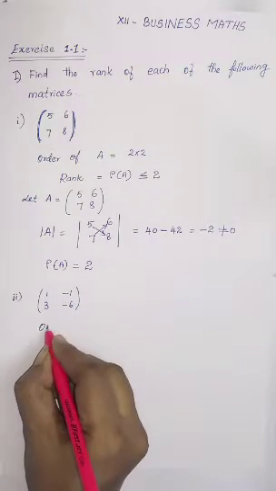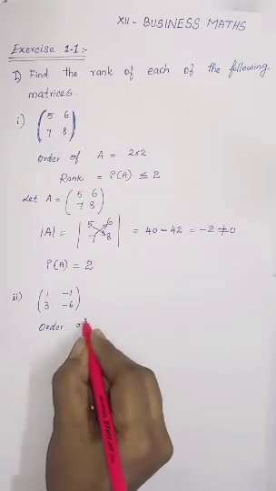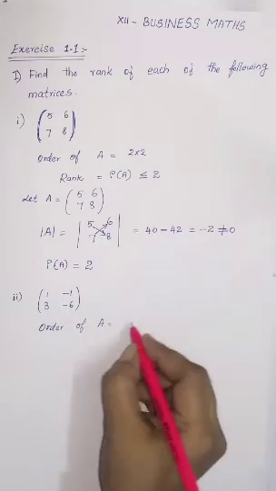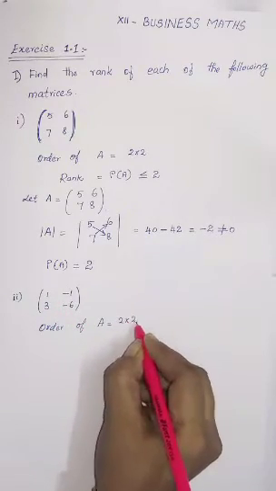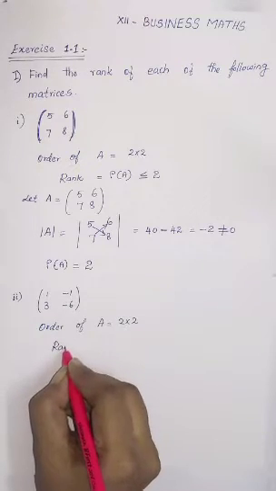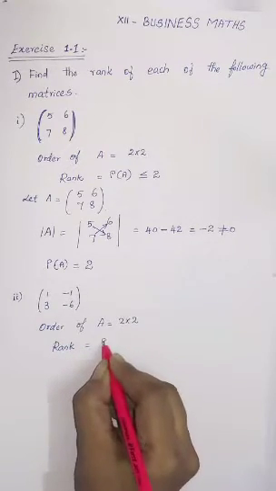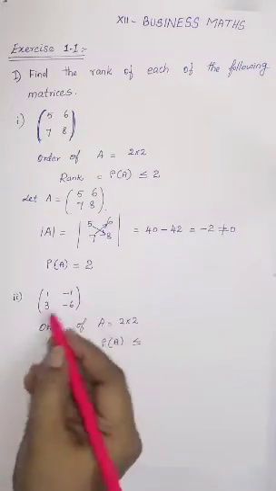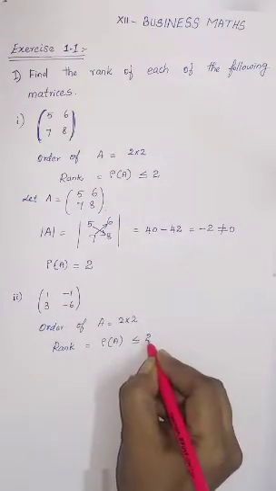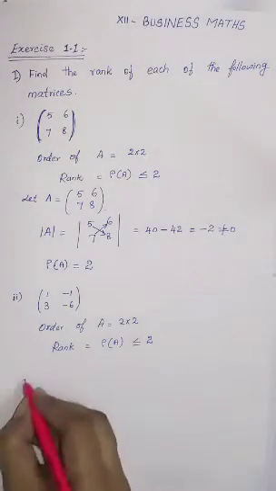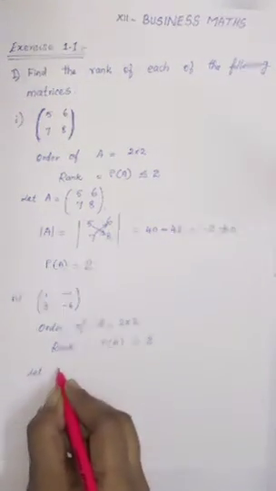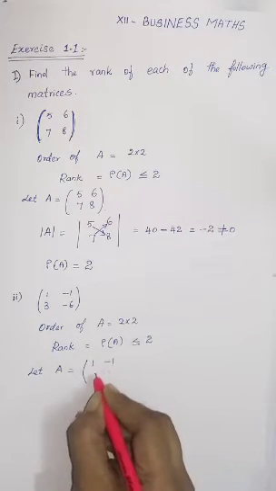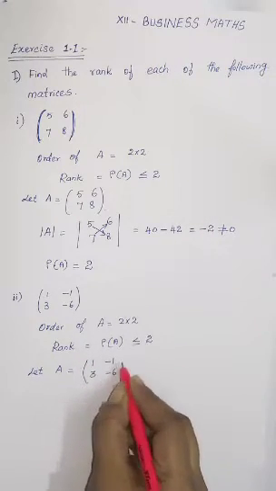First we'll write the order of A. So order of A is equal to, again you can see 2 rows and 2 columns are there. So you can write 2 by 2. Now rank is equal to rho of A. Again it should be less than or equal to 2 only because there are only 2 rows and 2 columns. Now let A is equal to your given matrix, 1, minus 1, 3, minus 6.